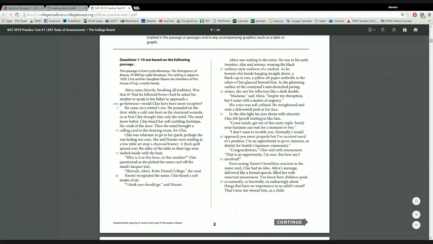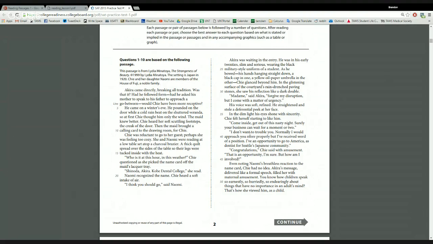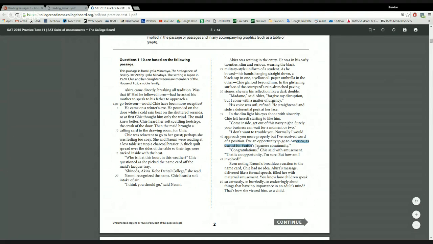So let's continue. Come inside. Get out of this nasty night. Surely your business can't wait for a moment or two. This is a conversation, still no reasoning. I don't want to trouble you. Normally I would approach you more properly, and this is where it begins actually. But I've received word of a position. I've an opportunity to go to America as a dentist for a Seattle Japanese community. Bingo, that's the answer. Right there.